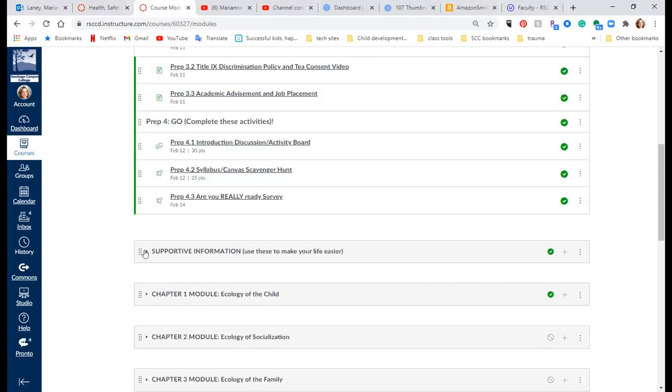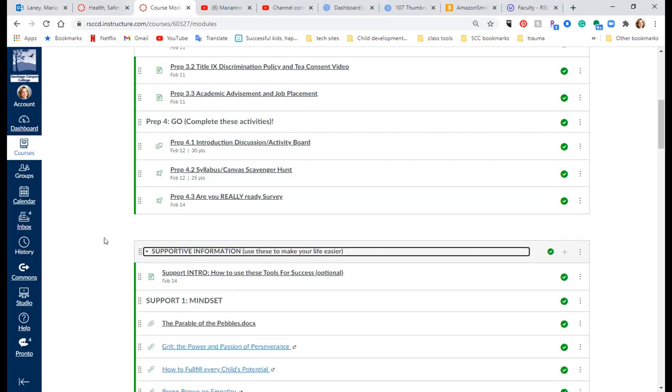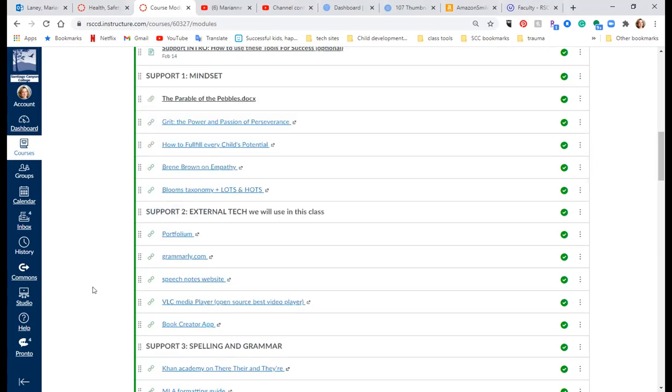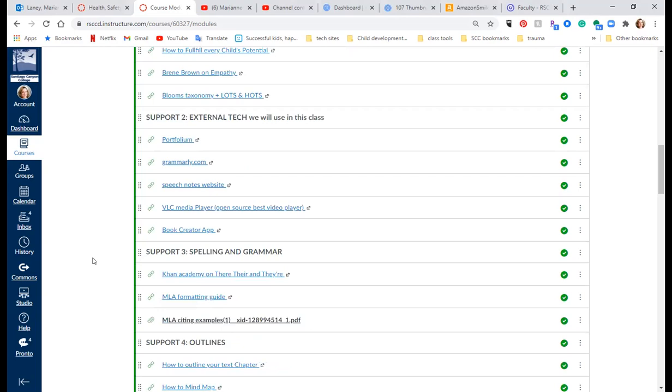But let's go through this real quick. The supportive information, I just separated out by these headers, right? Mindset, external tech. And this is all the tools. You don't have to use any of this. I'm just giving you guys options. This is kind of like my little bag of tricks that I want to share with you. Why wouldn't I share stuff with you?